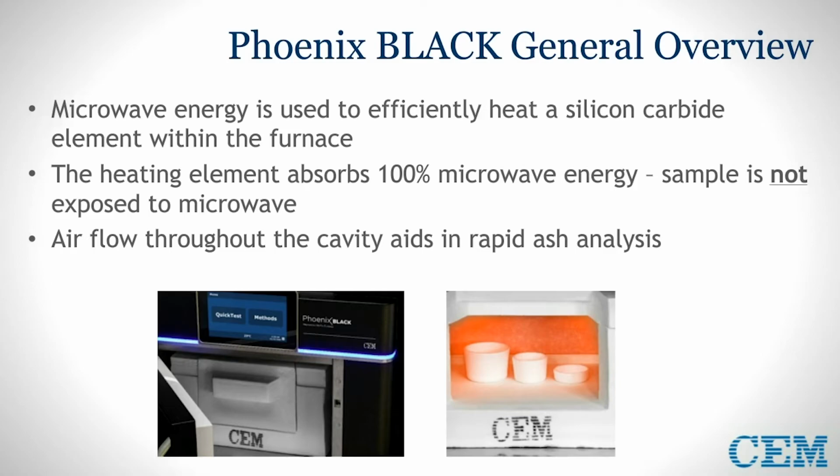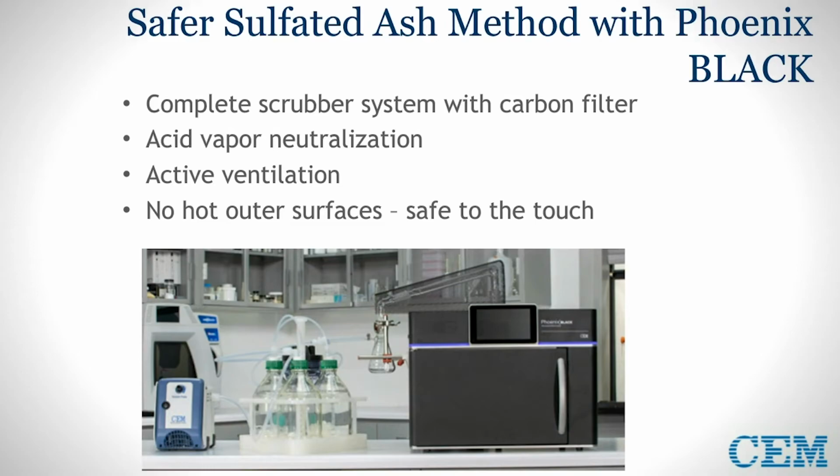So we are able to reduce the number of steps required to perform sulfated ash due to a number of features on the Phönix Black. The first one is the complete scrubber system with carbon filter that allows for acid vapor neutralization. We also have active ventilation, which means that once the sample is placed inside the muffle furnace, there's no exposure of acid vapors to personnel or to other lab equipment.